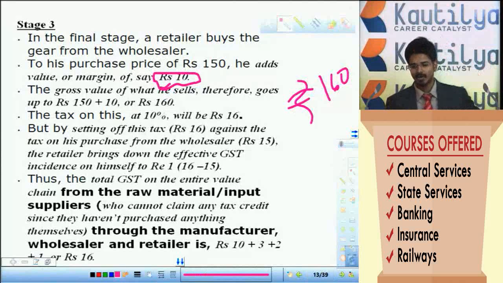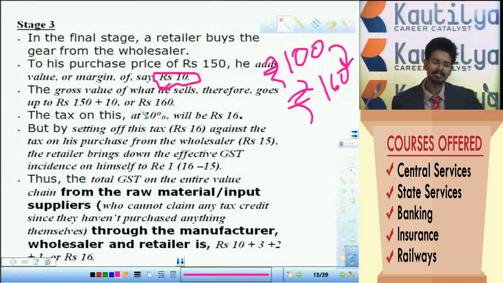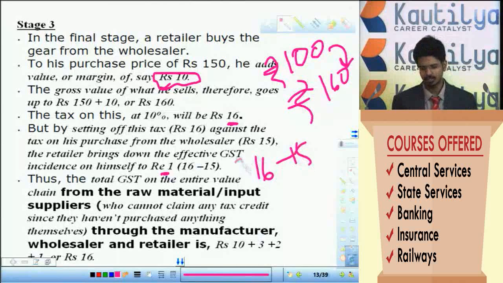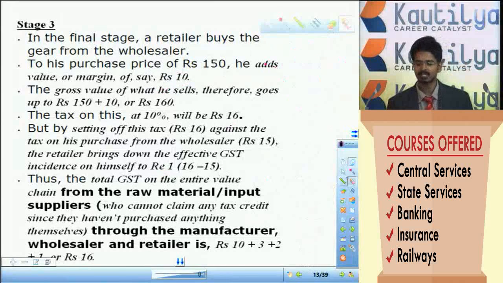So you see, the raw material was purchased for 100 rupees, and by the time it has entered the retail shop, it has become 160 rupees. If you calculate it at 10% tax, it is going to be ₹16. But under GST, the retailer can set off his tax of ₹16 against the tax on his purchase from the wholesaler, that is ₹15. So the retailer brings down the effective GST incidence on himself to ₹1, that is 16 rupees minus 15 rupees, so he is going to pay a tax of only ₹1. That is why GST is reducing the cascading effect.